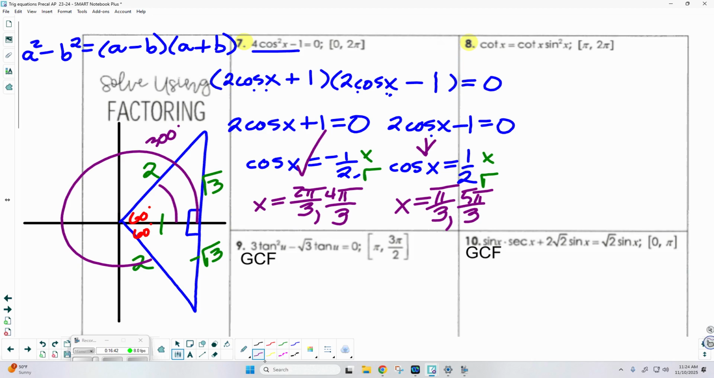So I was able to get 2 solutions out of that equation. So in total, I've got 4 answers that'll make that a true statement. And like I said, it depends. Sometimes you might get 1. Sometimes you might get 2 or more. Okay. Depends on what you're given.